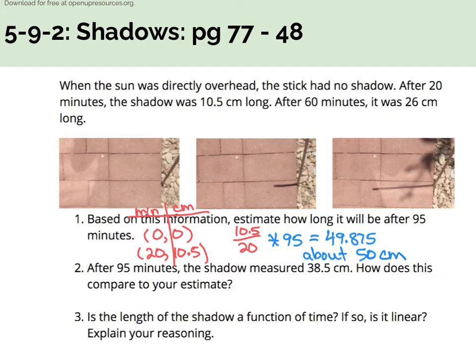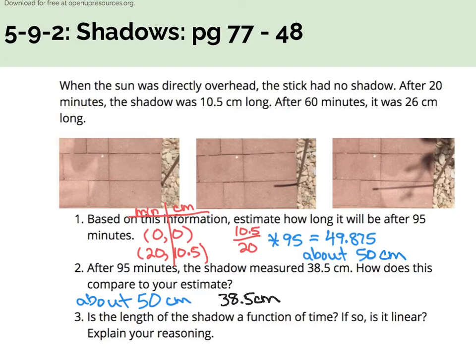Number 2, after 95 minutes, the shadow measures 38.5 centimeters. So ours was about 50 centimeters. They say that theirs is 38.5 centimeters. And it says, how does this compare to your estimate? How does our answer and their answer compare? So go ahead and pause, answer that question, and then come back to me.